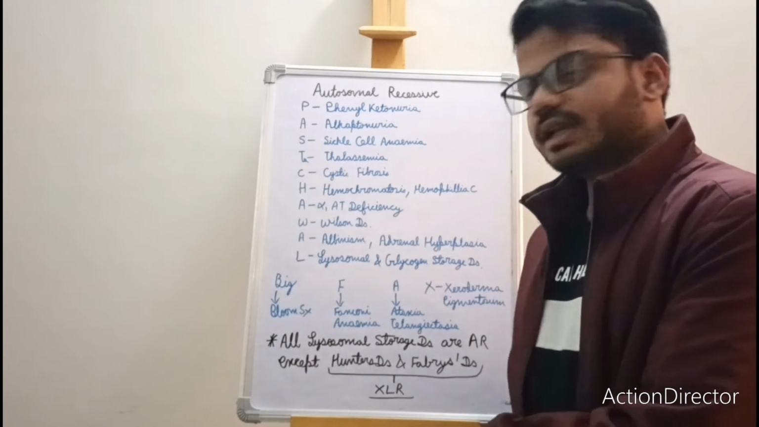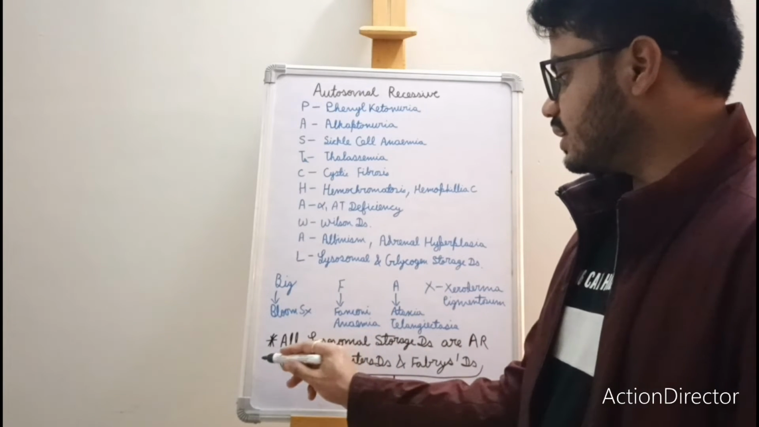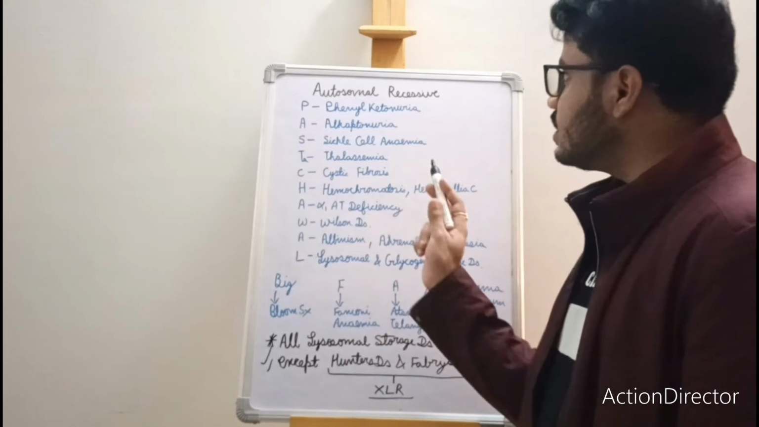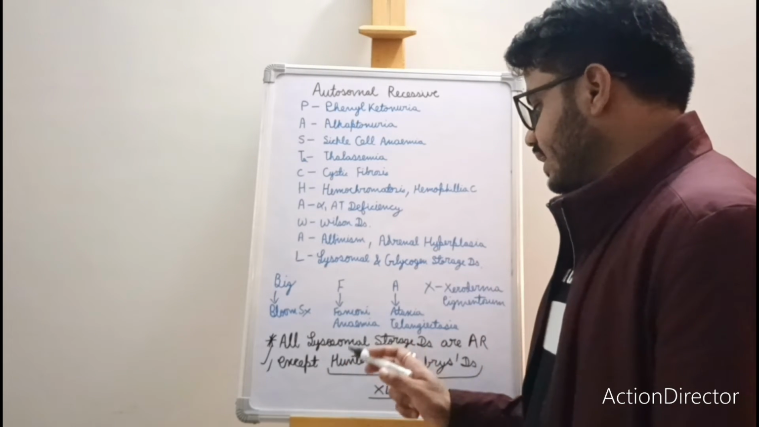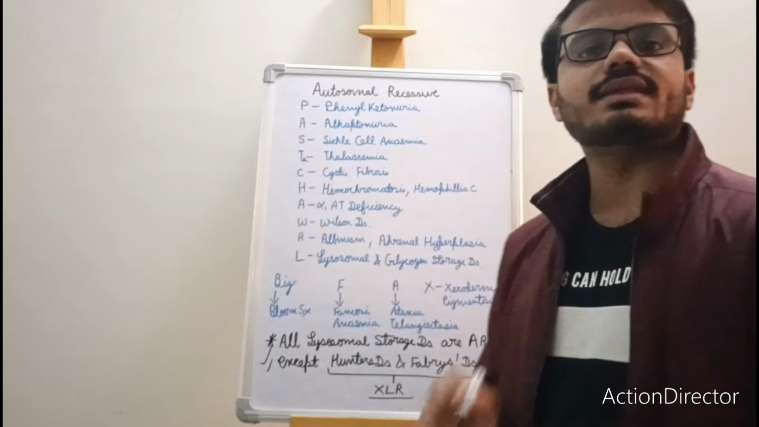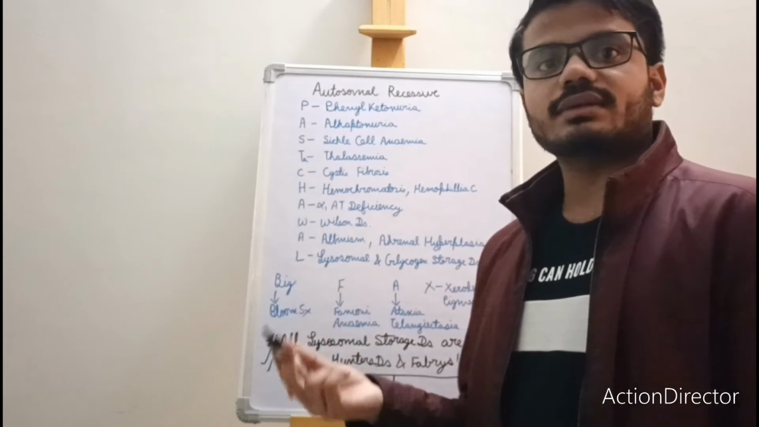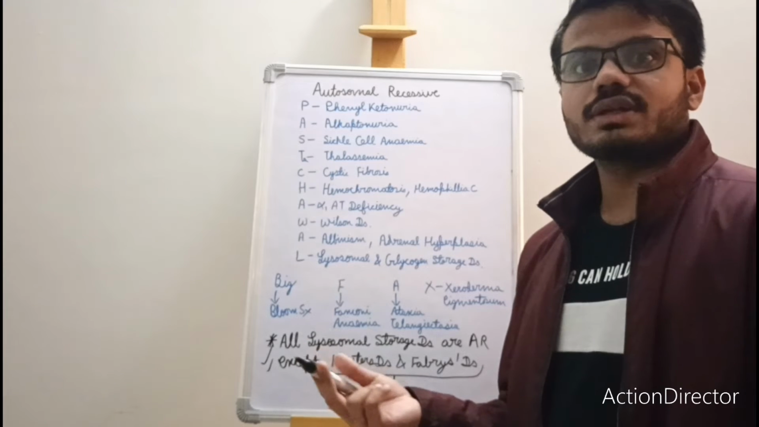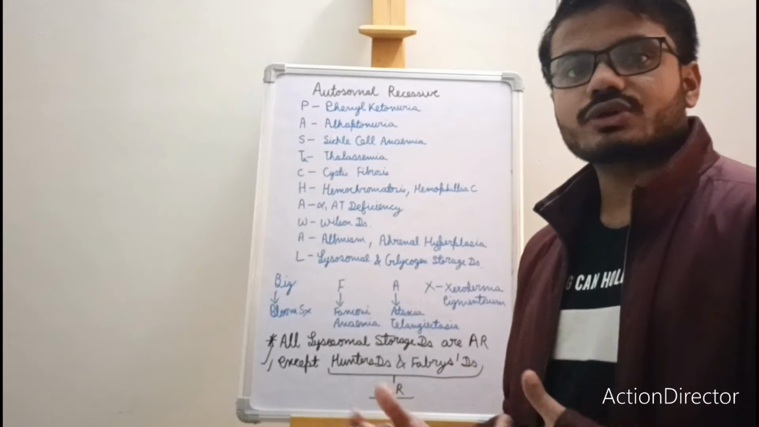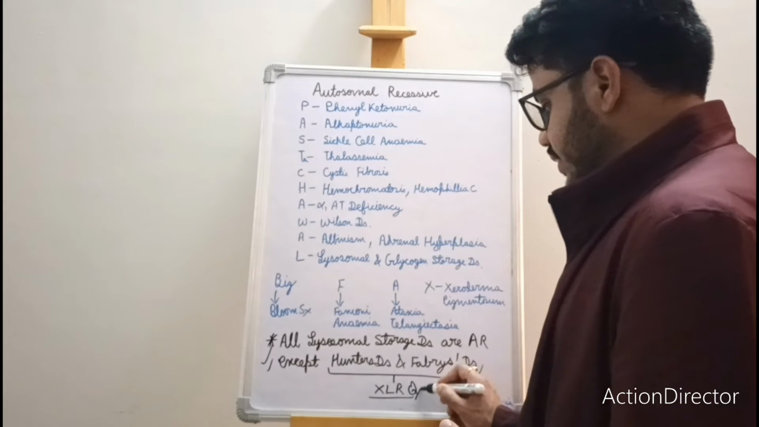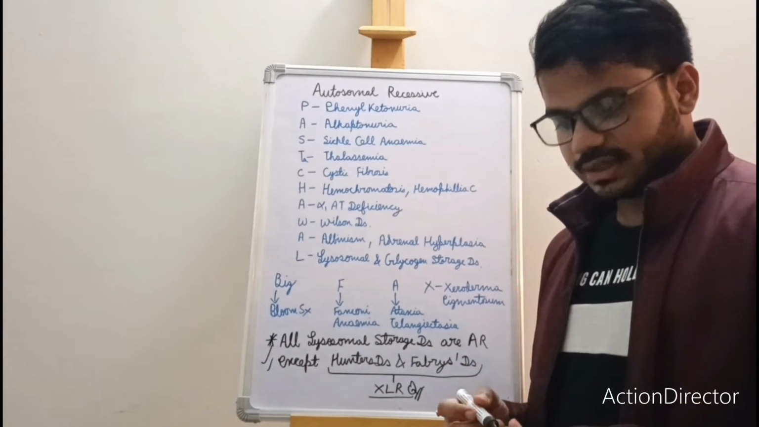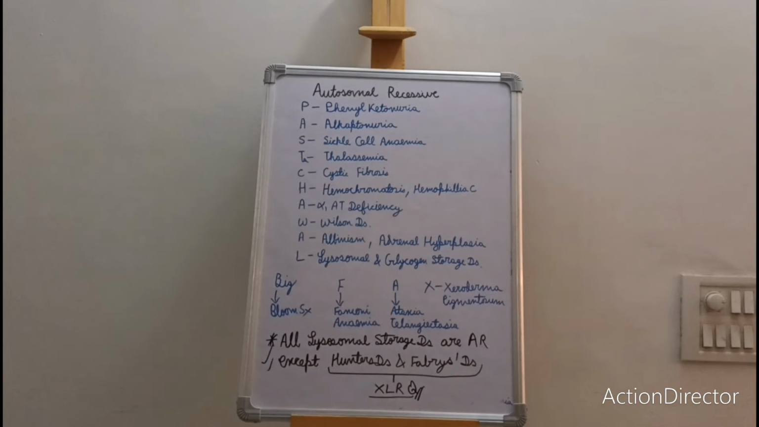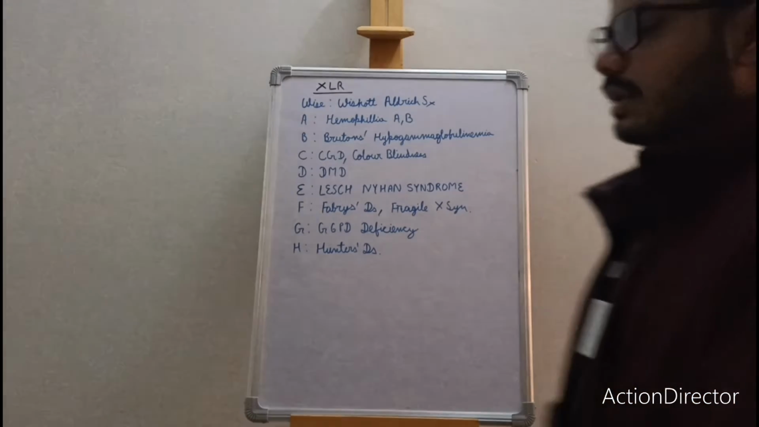And one important point which you all have to remember is all lysosomal storage diseases are autosomal recessive except Hunter's and Fabry's disease. Then the question arises, what do Hunter's and Fabry disease actually belong to? So they belong to X-linked recessive disorders, right? XLR. So this is all about autosomal recessive.